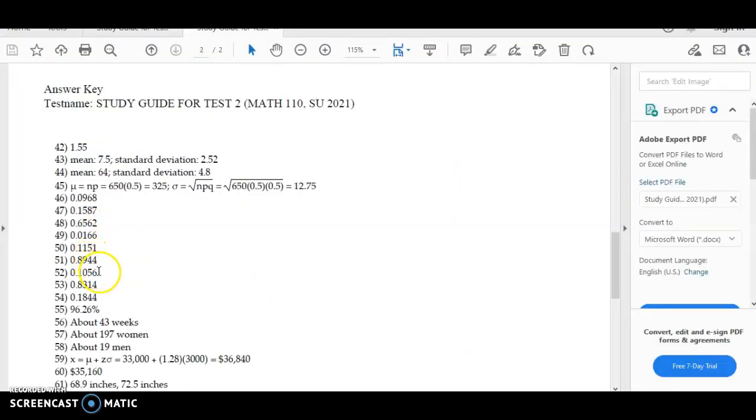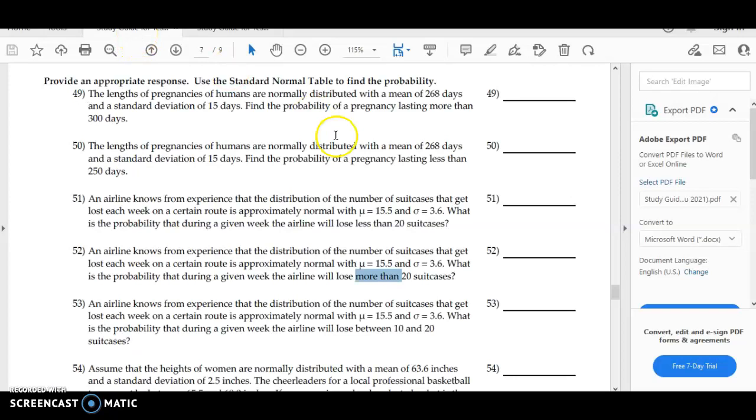So for 52, that's the answer we see in the study guide. Okay, so let's go and do another one. So number 53, it's the same problem. I won't read this part since it's the same as the other two. Same mean, same standard deviation.